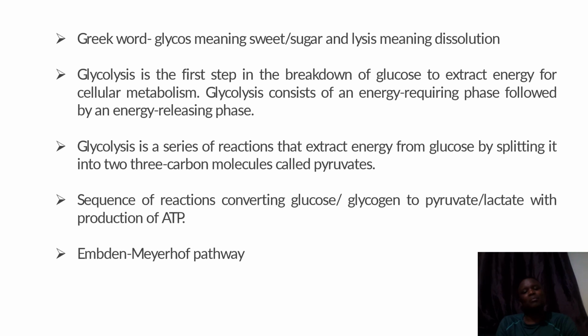The most comprehensive pathway is the Embden-Meyerhof pathway, which represents the complete steps of glycolysis in living cells. We start with glucose as the substrate and end up with pyruvate as the end product, where the reaction takes place in the presence of oxygen, or lactic acid in the absence of oxygen.